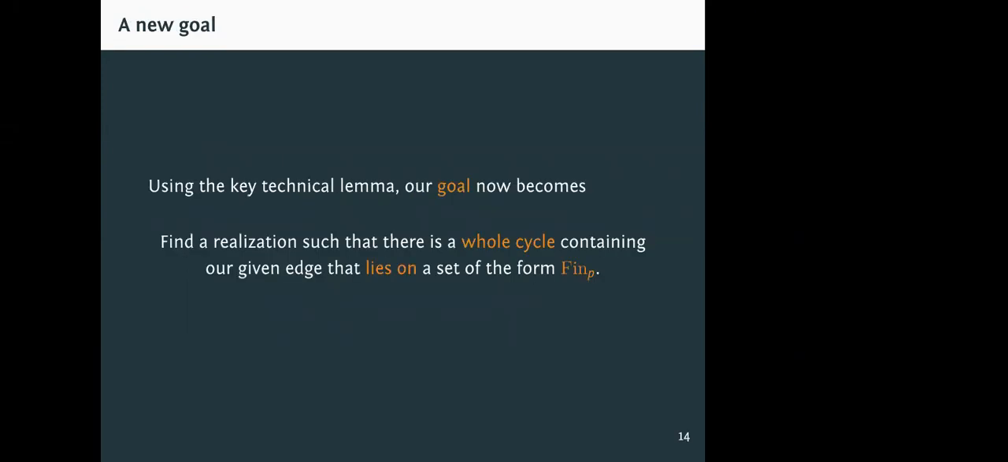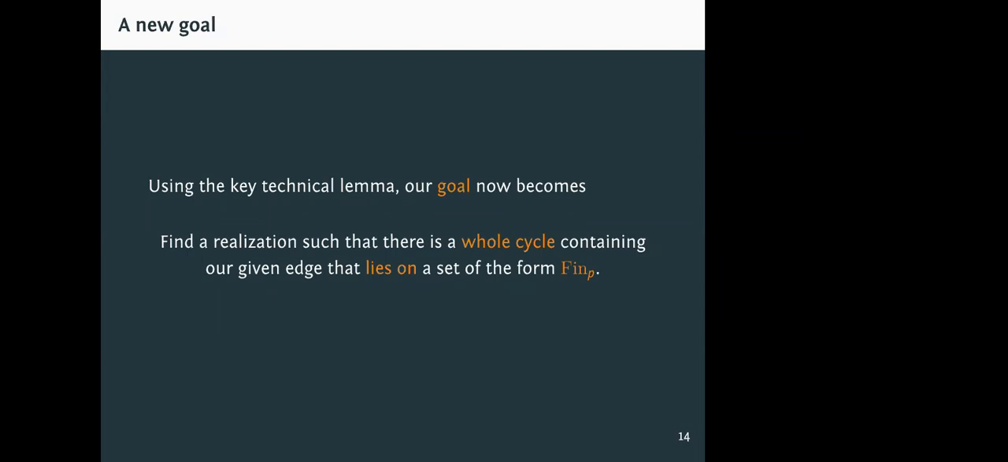Well, suppose that in a way which might be a bit mysterious at the moment, we manage to find a realization of our polyhedron for which a whole cycle passing through the edge whose dihedral angle changes, namely the edge we are interested in, lies on a set of this form, P.